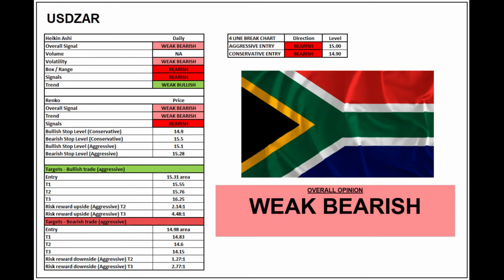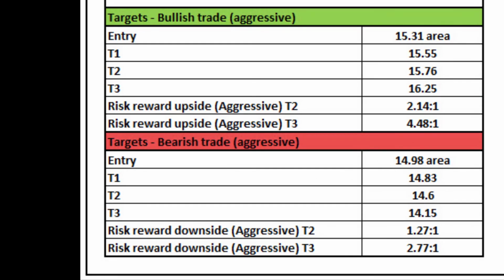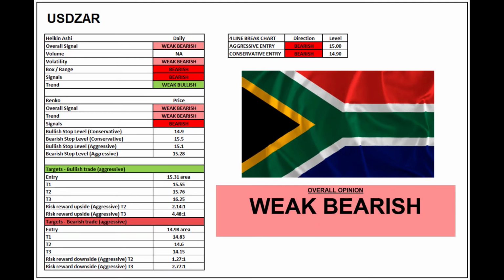But overall there, weak bearish and bearish signals, and in the Renko more distinct bearishness about it. Heading into the targets, upside 2.14, 4.48 to 1, and the downside 1.27 and 2.77 to 1. So at the moment, a weak bearish outlook.